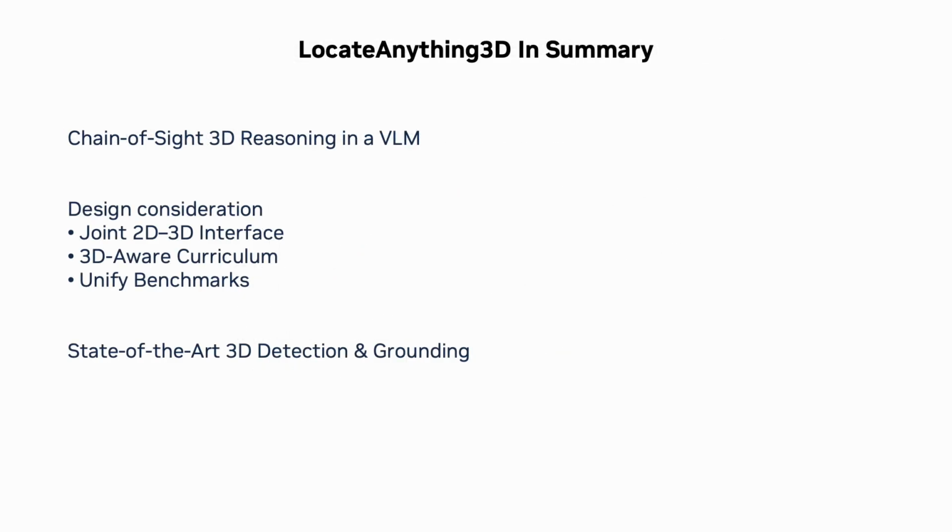To summarize, LocateAnything3D introduces chain of sight 3D reasoning inside a vision language model with a joint 2D and 3D interface, a 3D-aware curriculum, and unified benchmarks, achieving state-of-the-art 3D detection and grounding.